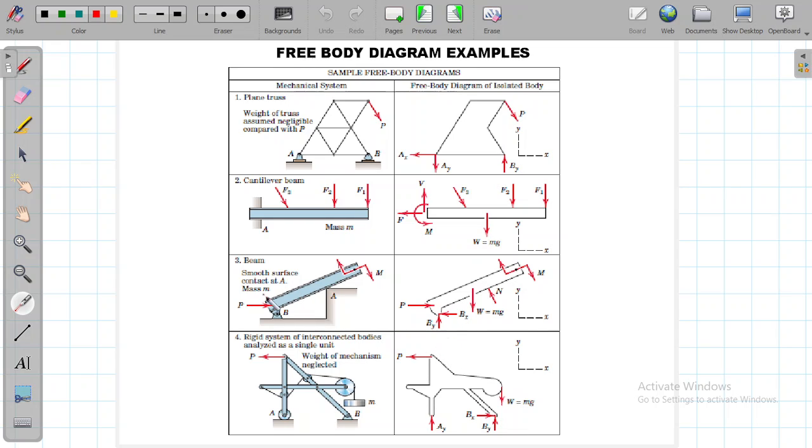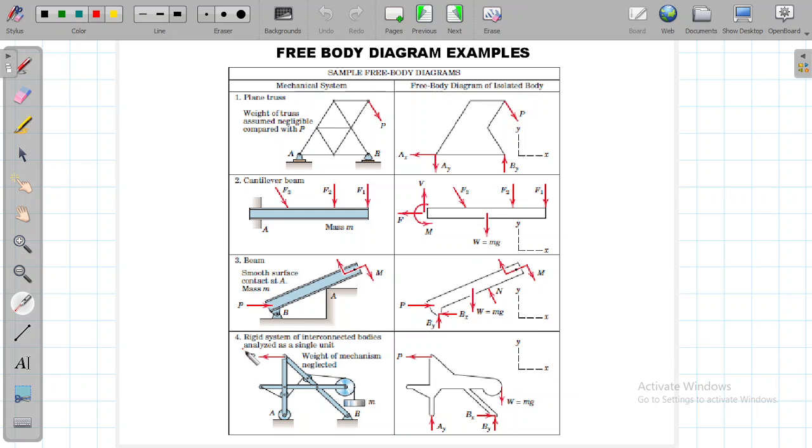Again, the weight of this beam is going to act exactly at the centroid of this rectangle, which is this one. Again, this is the moment. You can draw it like this, or you can also draw a couple moment over here. And again, a smooth surface contact at A will always have a reaction perpendicular to the surface at the point of contact. You can see this reaction N is perpendicular to this beam, making an angle of 90 degrees. So these are practice problems, and I hope you understand this.